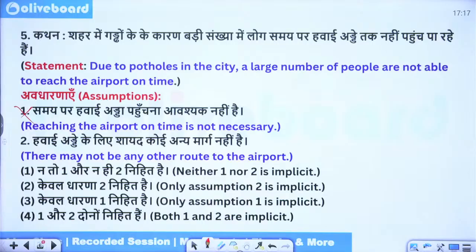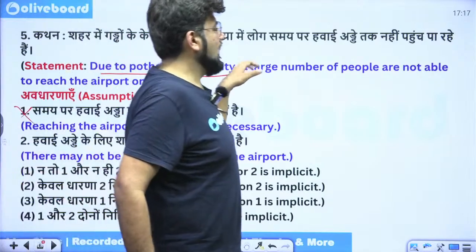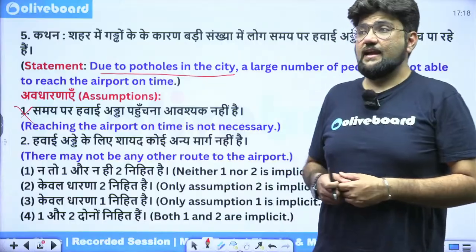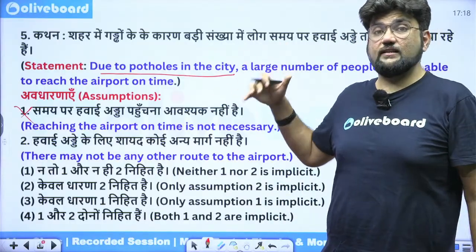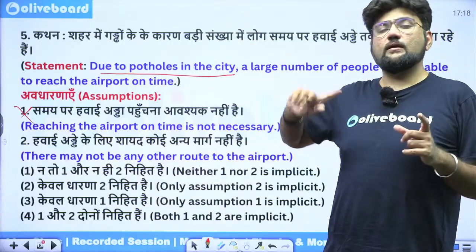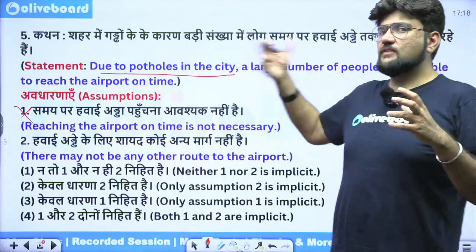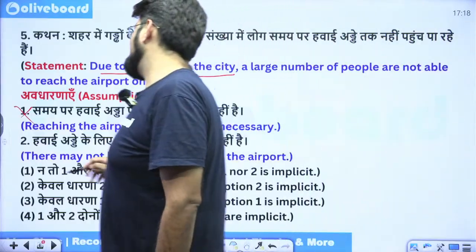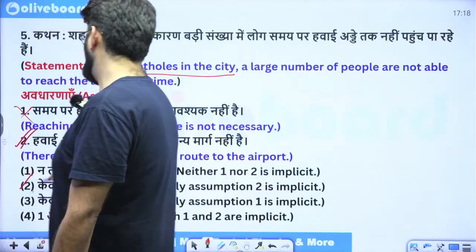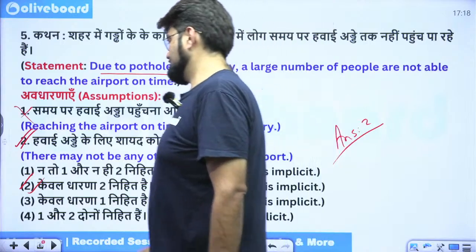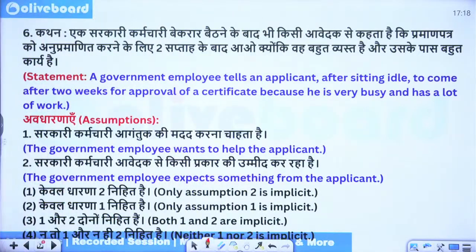Now, a lot of people might think that this is specific, but the author is clearly mentioning that due to potholes in the city, a large number of people are not able to reach the airport. Now, the city can't be contaminated with potholes in the form that every other road is having a lot of potholes, so much so that they are being delayed. Most probably, a city has potholes in one region due to which people are not able to reach the airport. That means he is probably assuming that there is no other way to reach the airport apart from this one where there are potholes. Hence, 2 becomes a valid assumption here. So, only 2 is implicit. Implicit means it is hidden, it is implied. It is never directly mentioned, but it is implied.